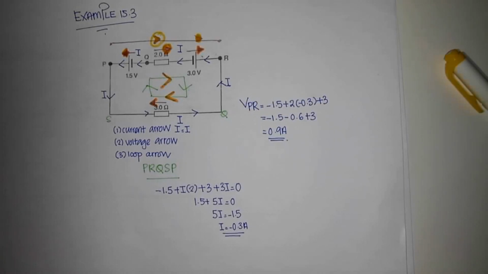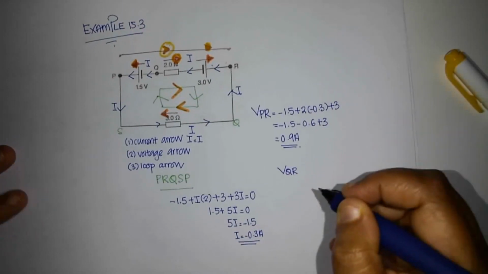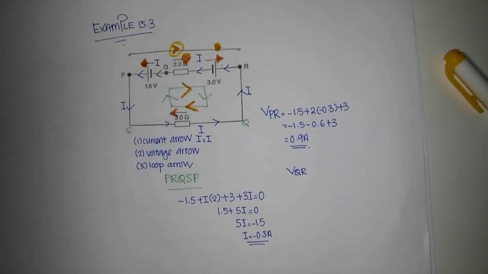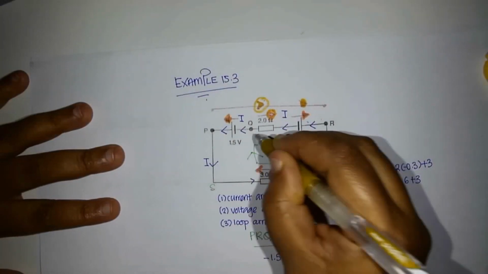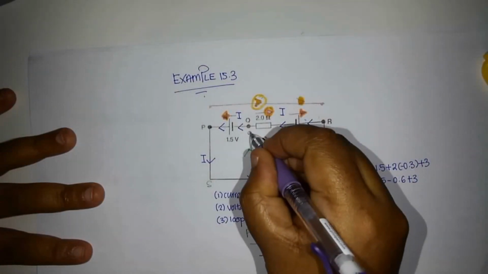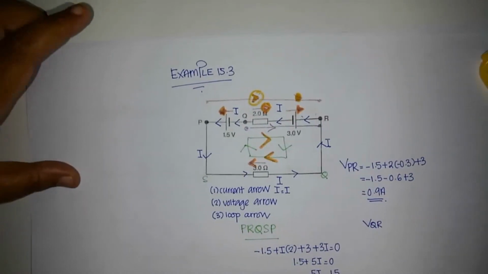Next, they want us to find VQR. VQR means from this point to this point. I'm going to use another color pen. I don't know whether you can see that. VQR is from this point to this point. Okay, never mind, I'm going to follow in this direction.